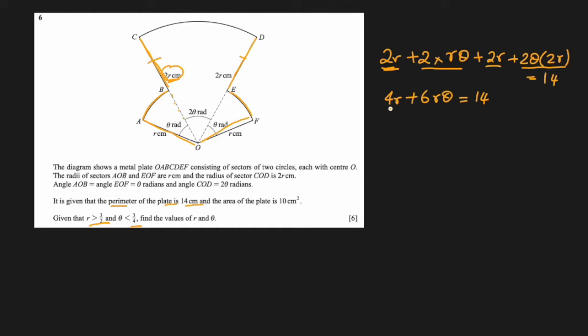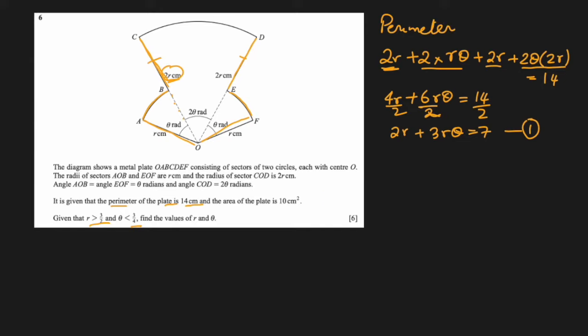They are even numbers, so let's divide by 2 to make it simpler. 2, 2, 2. So 2r plus 3r theta equal to 7. Let's take r common here. So we are left with what? 2, or let's not take common. Maybe it will be useful later on. So this is equation number 1: 2r plus 3r theta is equal to 7, which is given by the perimeter.